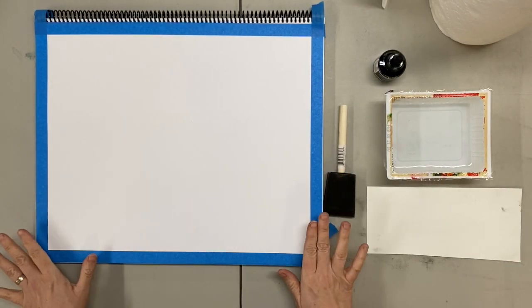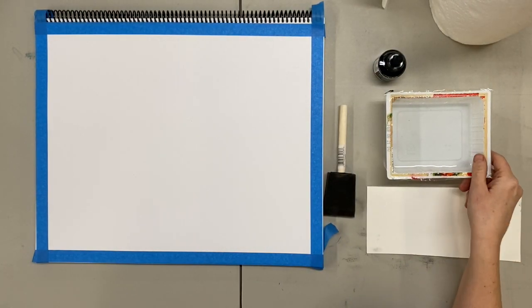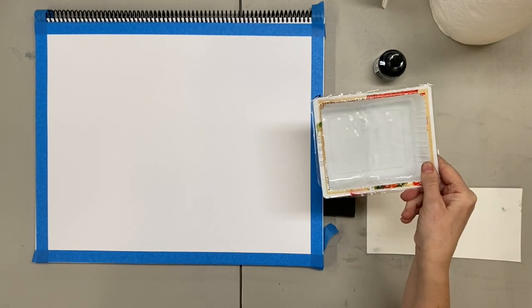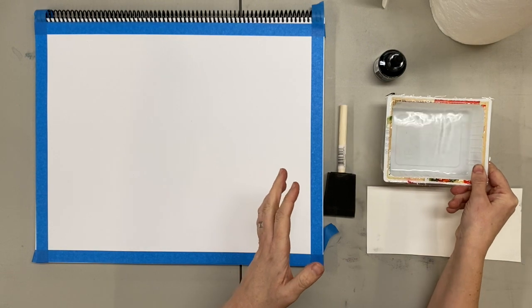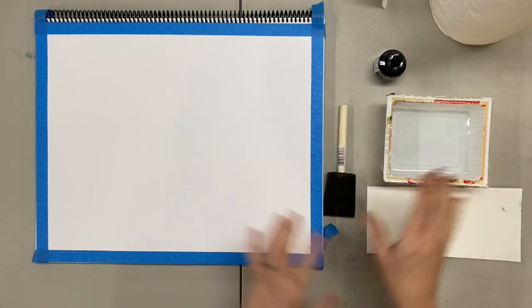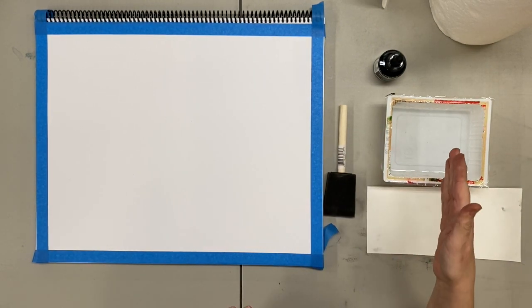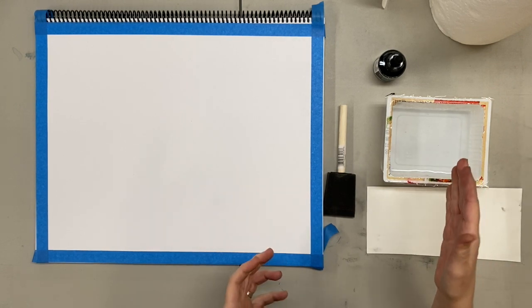All right, now that my border's taped down, I'm ready to mix my ink. I have a dish of water, just regular tap water. This dish is full about half an inch. This is way more than enough ink to coat this surface. I could probably use even half of this and that would be fine.